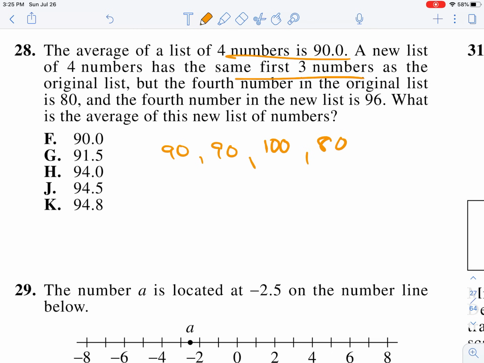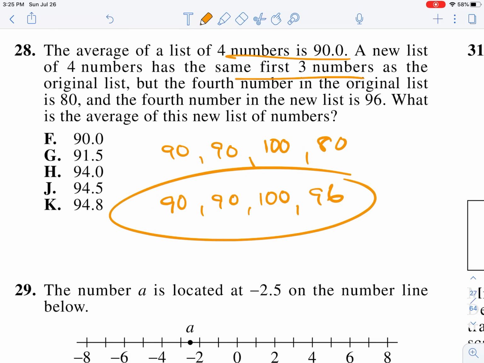What is the average of the new list of numbers? So the new list is going to be this. You can just find the average of this. Let me do that really quick. You'll get 90 plus 100 plus 96 divided by 4. You get 94. The answer for 28 is H.